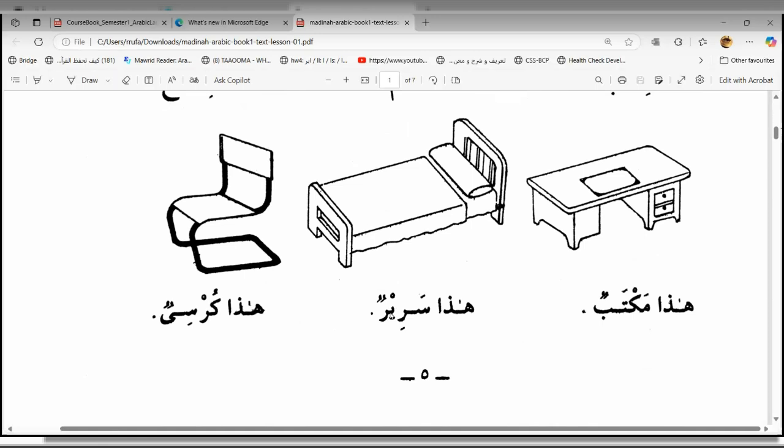Sarir, for instance, is indefinite. A bed. Kursi is indefinite. A chair. If we want to make kursi definite, in Arabic we would add alif and lam to it. We say al-kursiyyu. Notice two things: I added alif and lam, and the tanwin disappears.